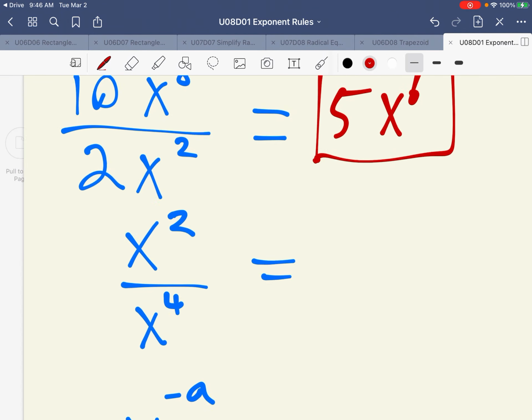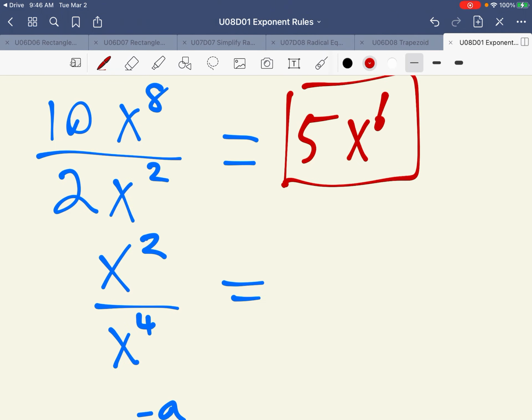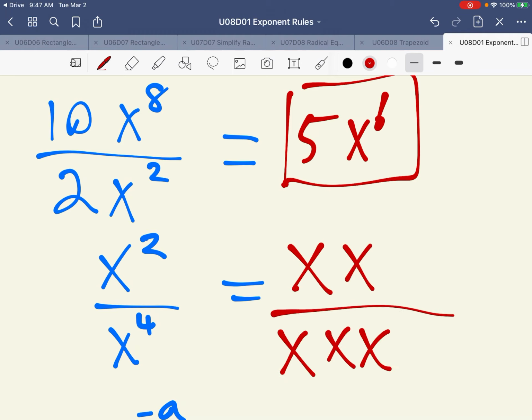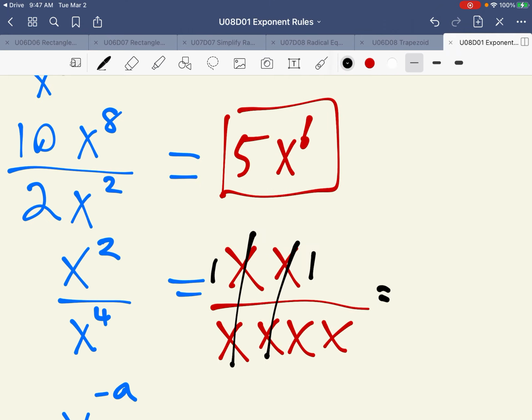Now, in the examples where the denominator has a higher exponent than the numerator, you actually get a negative number. But we'll clarify that in a moment. So if we were to write this out as x to the 2nd divided by x to the 4th, again, when you divide, you get 1s. So what you really get here is 1 over x to the 2nd, meaning there's more x's in the denominator than the numerator, which can also be represented by x to the negative 2nd.